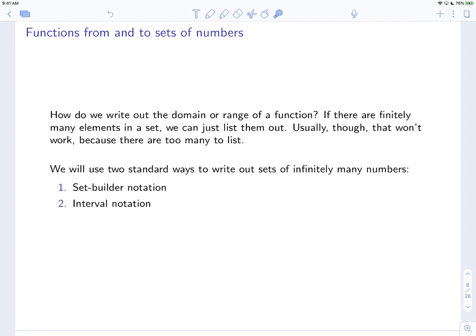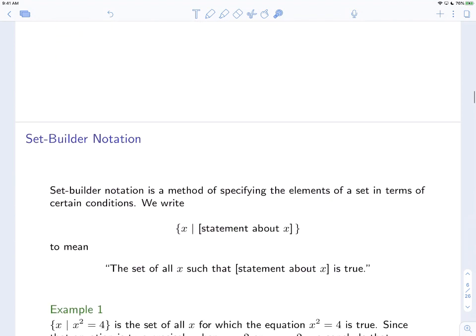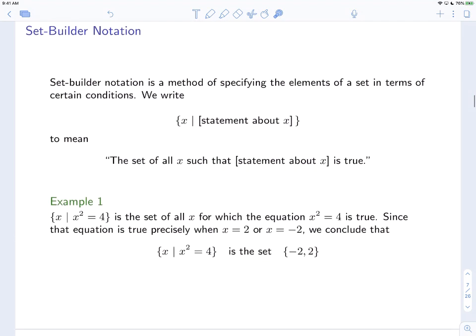So there are two standard ways to write out sets of infinitely many numbers. One is what we call set builder notation, and the other is interval notation. We'll talk about both of these. So let's start with set builder notation.